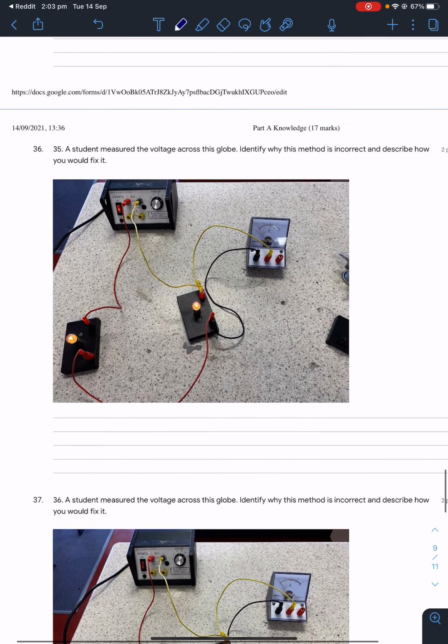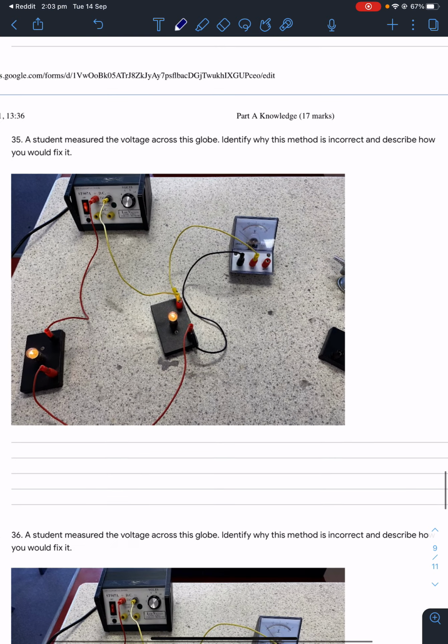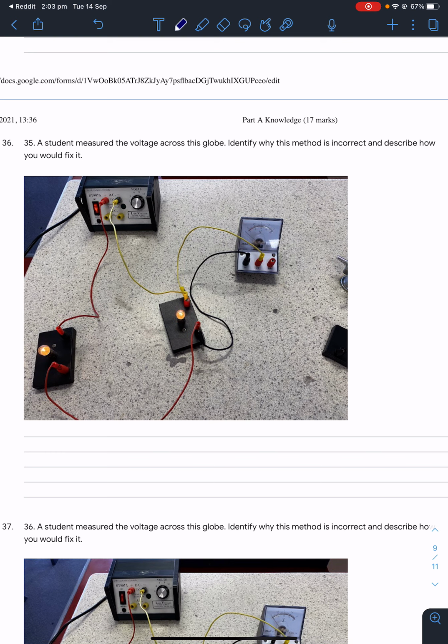Okay, this next question here. I'm measuring the voltage across this globe. Okay, that's good. What is wrong here? Well, I've made my own little parallel circuit, which is good. So there's been an improvement. I've made my own little parallel circuit across the globe. All good. Okay. Now, I've got a plug in the negative and a plug in the positive, which is great.